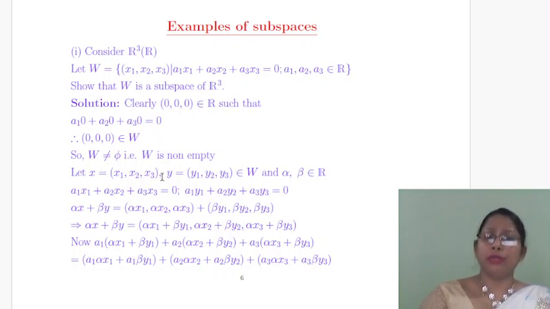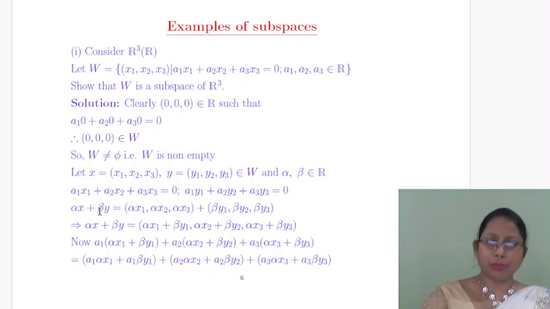for which we consider two elements x equal to (x1, x2, x3) and y equal to (y1, y2, y3) belonging to W, and alpha, beta belonging to any two elements of the field R. If x equal to (x1, x2, x3) belongs to W, then any element of W will satisfy this condition. That is, a1 x1 plus a2 x2 plus a3 x3 is equal to 0, and y equal to (y1, y2, y3) belongs to W. Then a1 y1 plus a2 y2 plus a3 y3 is equal to 0.